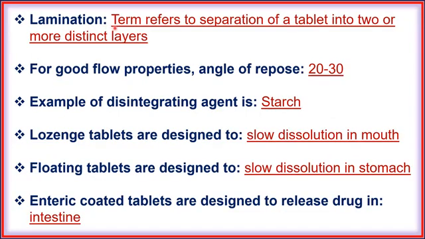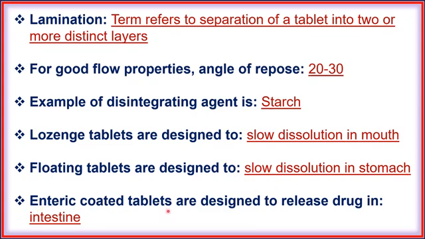Next, lamination, the term refers to separation of a tablet into 2 or more distinct layers. Next, for good flow properties, angle of repose is 20 to 30. Next, an example of a disintegrating agent is starch. Next, lozenge tablets are designed to slow dissolution in the mouth. Next, floating tablets are designed to slow dissolution in the stomach.